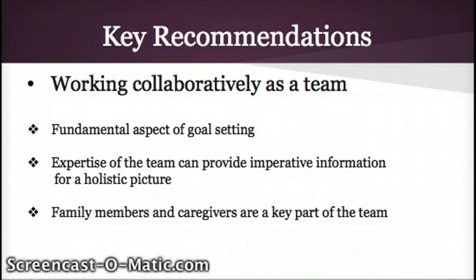The resource aims to highlight the importance of using a team approach in AAC service provision, especially key communication partners and family members.